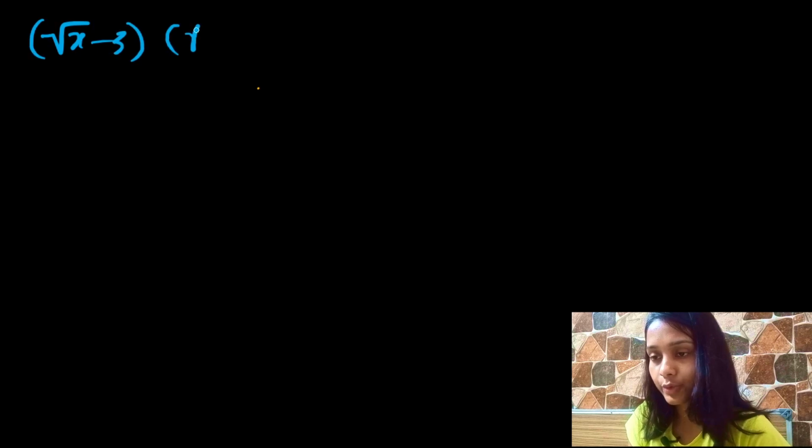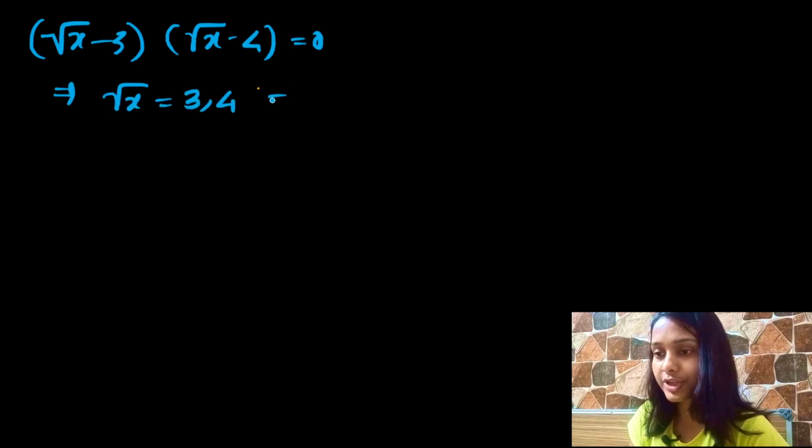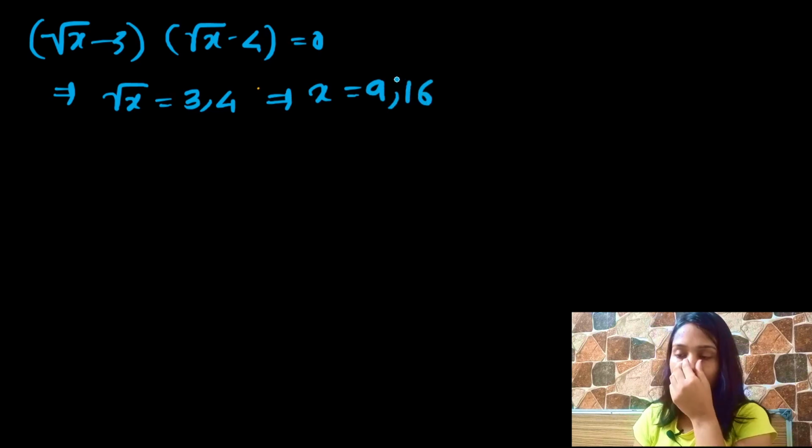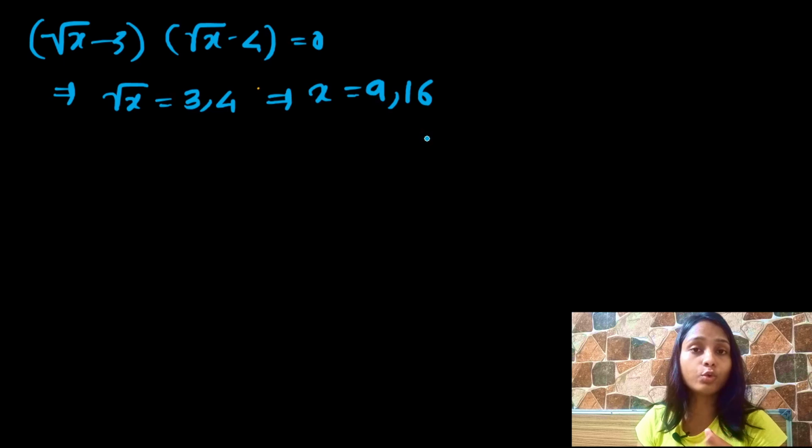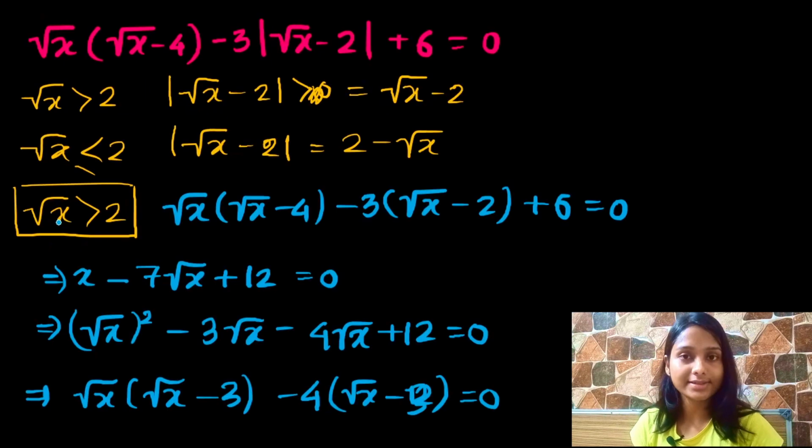Here the factorization is becoming like this: root x minus 3, root x minus 4. So it will give root x equals 3, 4, which gives x equals 9 and 16. Okay, so these two values are different from those we obtained from A, as all those values are less than 1 and greater than 0. And also these two values satisfy this condition, which is root x greater than 2.